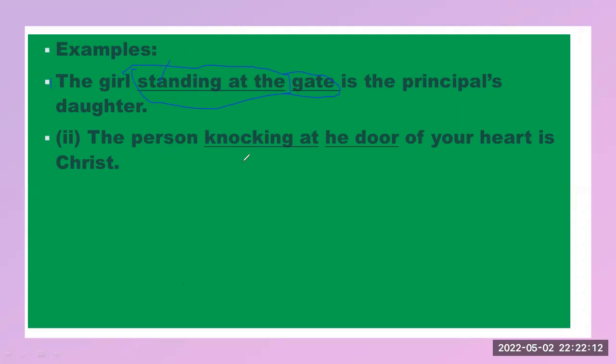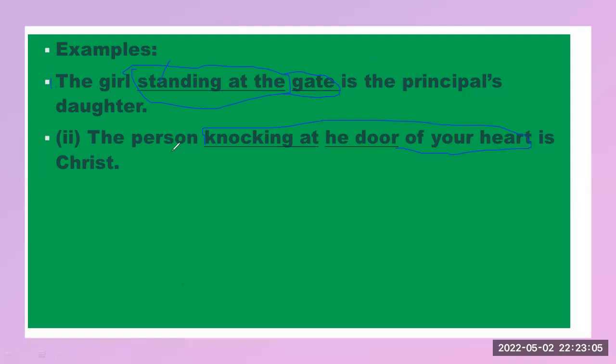Now let's look at the second example. The person knocking at the door of your heart. Let's underline it. The person knocking at the door of your heart is Christ. And so if we remove this, what we have is, the person is Christ. And you say, which person are you talking about? I don't know the person you are talking about. And you say, the person knocking at the door of your heart is Christ. All right, so knocking at the door of your heart becomes a group of words that describes the person we are talking about, because he is the person who said, behold, I stand at the door and knock. So you say the person knocking at the door of your heart is Christ.